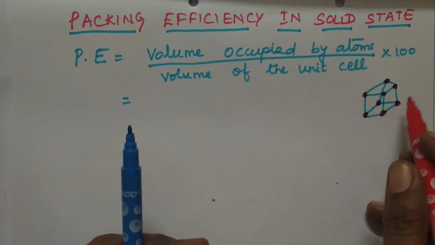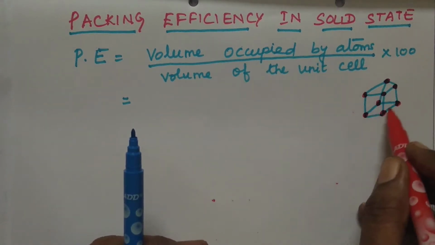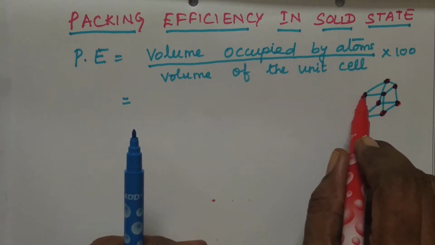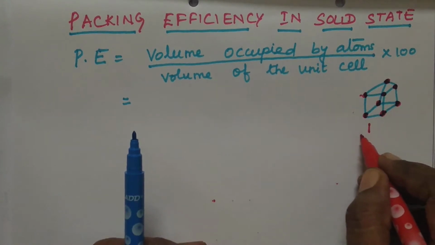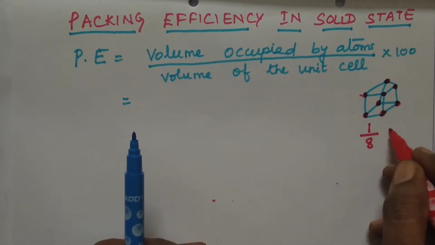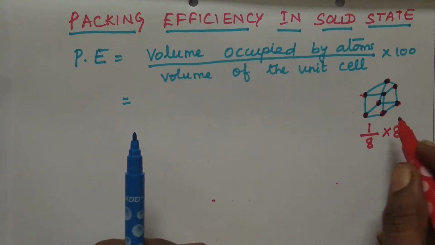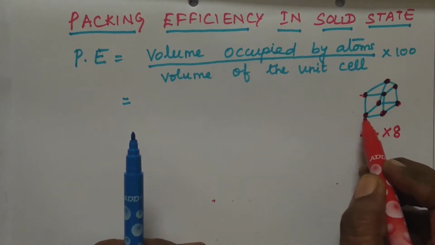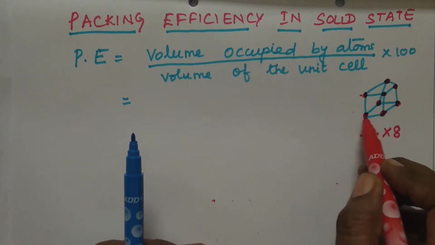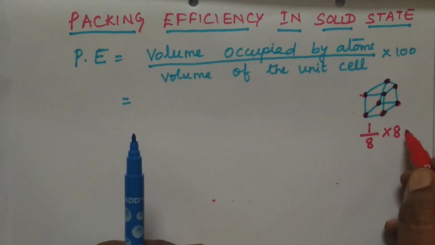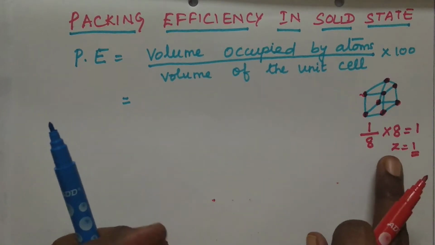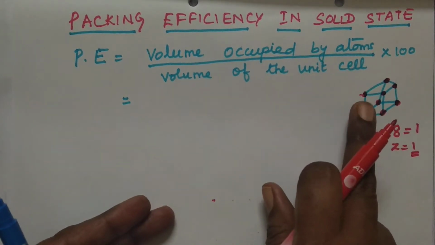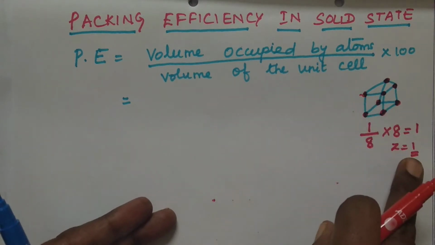So we can calculate the number of atoms participating in this cubic cell. Each atom is going to participate as 1/8 of that cell, with 8 atoms, isn't it? So the participation for each atom is going to be only 1/8 into 8, that is equal to 1. Answer is 1. This 1 is nothing but Z. Z is equal to 1 means number of atoms participating in a simple cubic system is equal to 1.